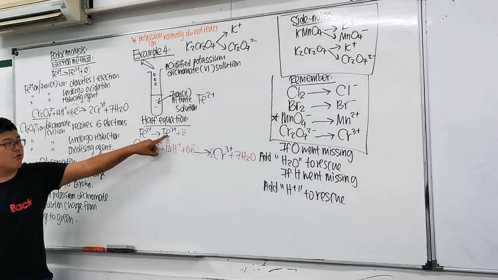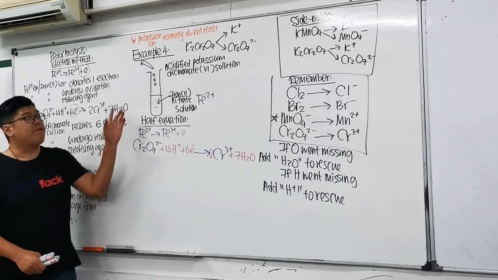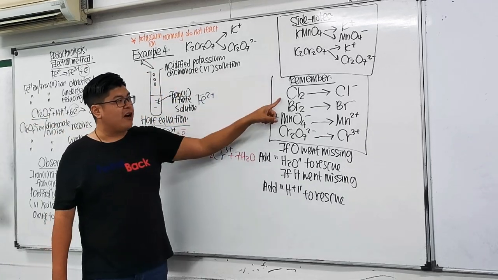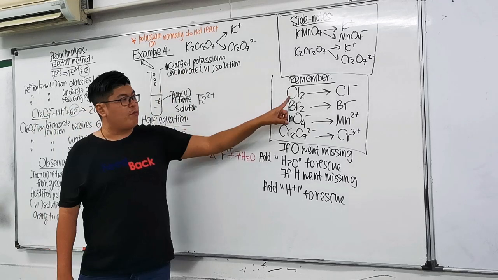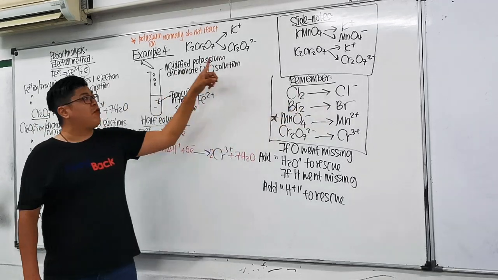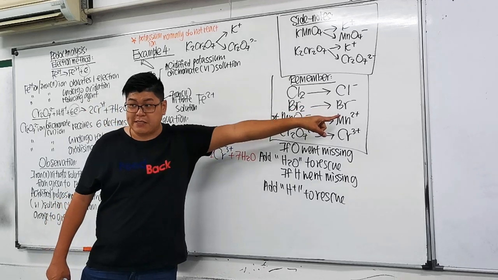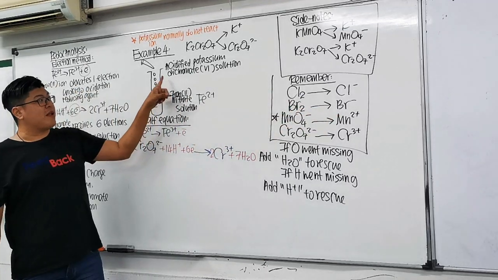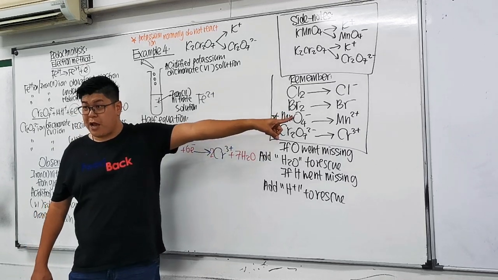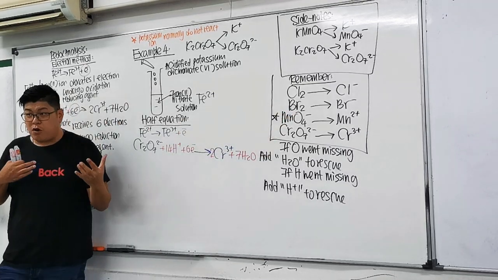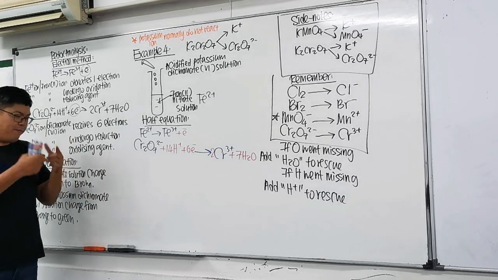Make sure everyone knows how to write this equation, and you must know what happened to the oxidizing agent as well. If you use chlorine water here, Cl2 will become Cl minus. If you use bromine water, Br2 will become Br minus. If you use acidified potassium manganate, MnO4 minus will become Mn2 plus. If you use acidified potassium dichromate, Cr2O7 will become Cr3 plus. Are you okay with that? Then you balance as usual, and then you put in the electrodes accordingly.